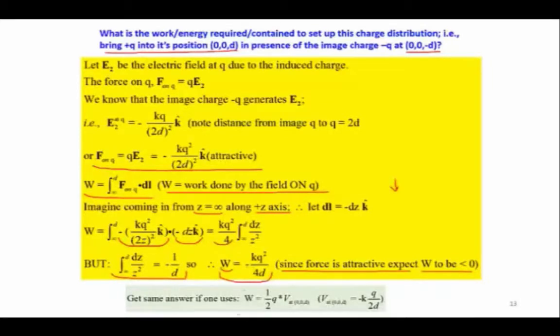By the way, you get the same answer if you use our method before for a point charge being positioned into a field that has a potential at a particular point. If you want to know what that work is, it's equal to 1/2 q times the potential at this position, and so this will give us the same answer, minus kq squared divided by 4d. The opposite occurs when you're trying to pull a charge away from the surface. You're going to have to expend energy to get that charge away because of the attractive force.